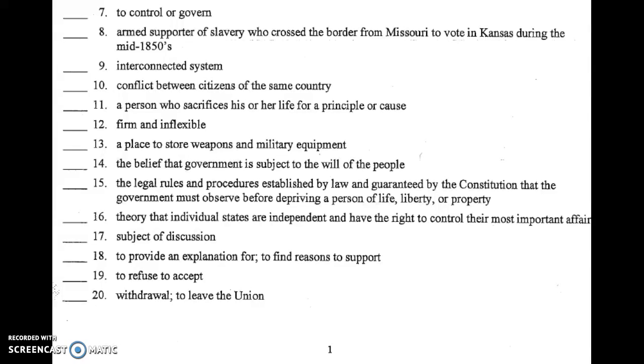Number 13, this is a place to store weapons and military equipment. Number 14, this is the belief that the government is subject to the will of the people. Number 15, these are the legal rules and procedures established by law and guaranteed by the Constitution that the government must observe before they can deprive a person of life, liberty, or property.